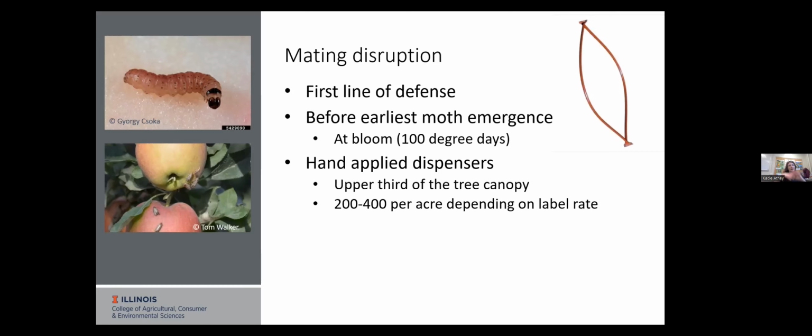As I mentioned, mating disruption is what I'll focus on for this pest in this particular talk. It is what we consider our first line of defense, and you can put it out at bloom and leave it out all season. There are label rates for these, so how many you're supposed to put per acre when you purchase them, and you put them in the upper third of the tree canopy. And then again, you just let it go all season.